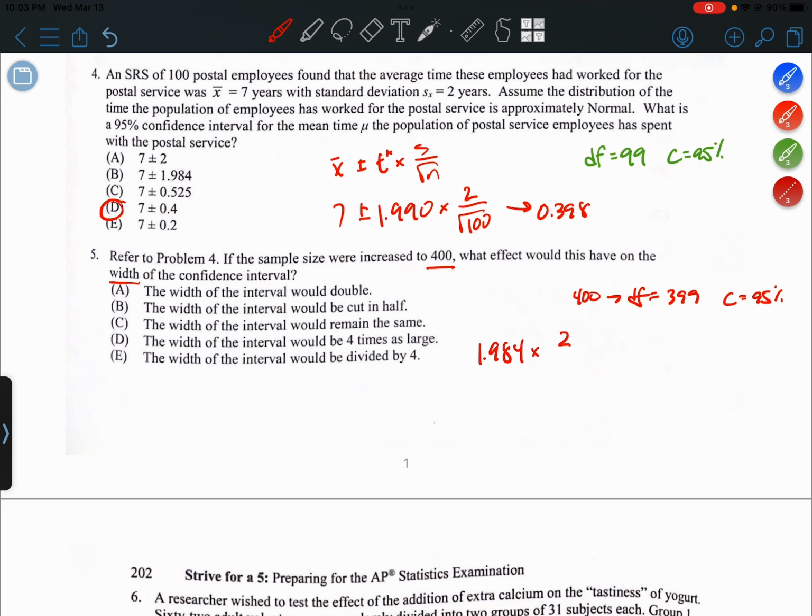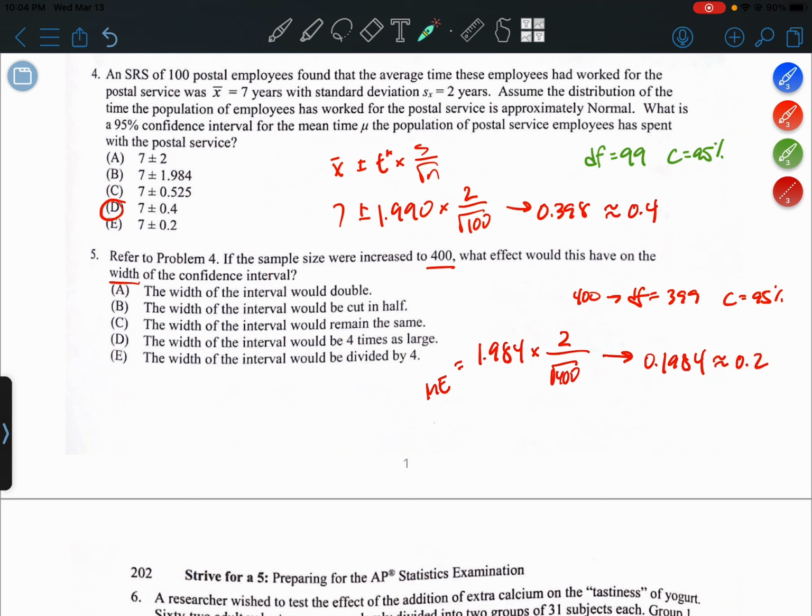1.984 times 2 over root 400. All right, so again, this is the margin of error that we're calculating. 1.984 times 2 divided by root 400, and you get 0.1984. Now, in question 4, this was approximately 0.4 if we round, and this is approximately 0.2 if we round. So the margin of error is about half the size as it was in the previous question.